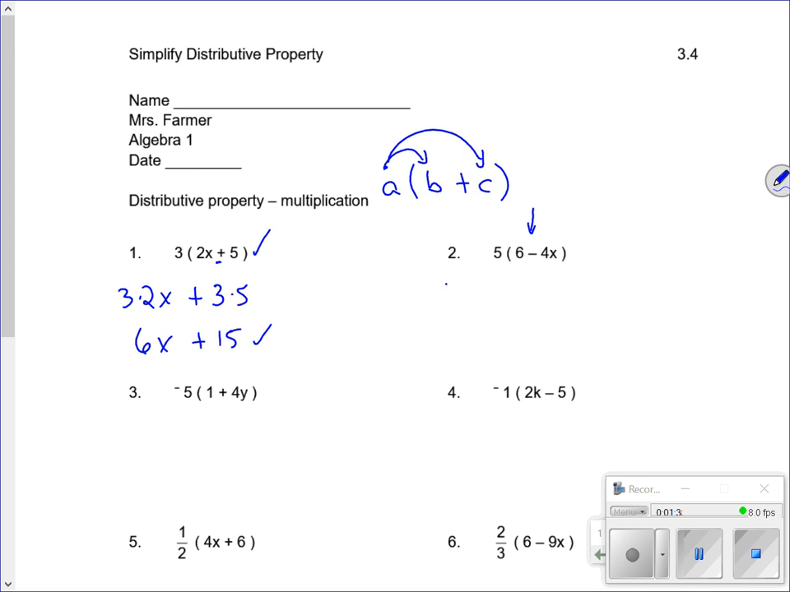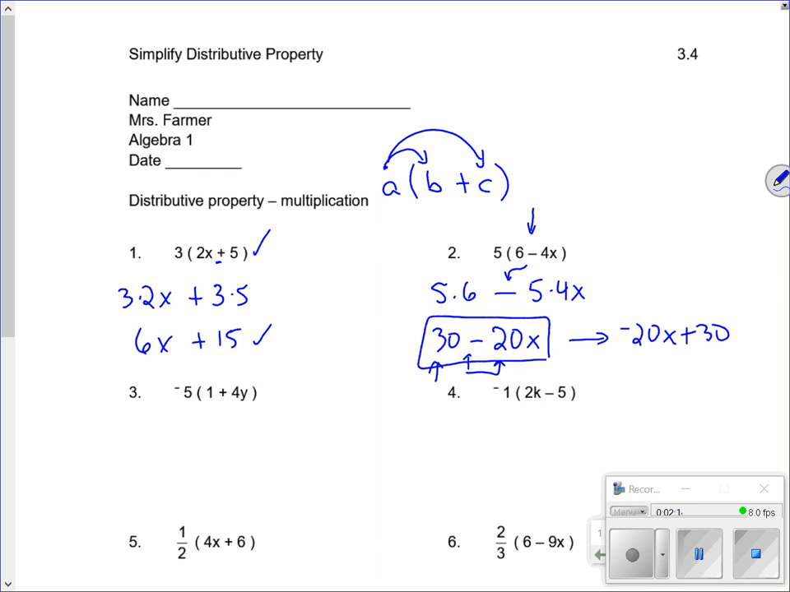So for the second example, we're going to say 5 times 6, and this time minus because the problem has a minus in it, and 5 times 4x. All right, 5 times 6 is 30, minus 5 times 4x is 20x. Now, I do not require that you rewrite that, but last year some of you probably had teachers who liked you to put the x first. Remember, if you change the order, the sign, the negative here, goes with the 20. So it would be negative 20x, and this 30 is positive, so it would be plus 30. But you can leave it like this. It's perfectly all right. Okay?